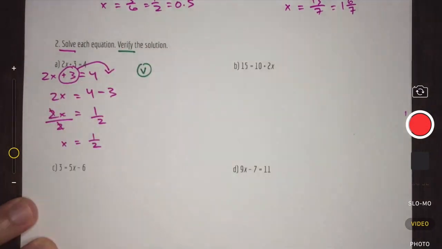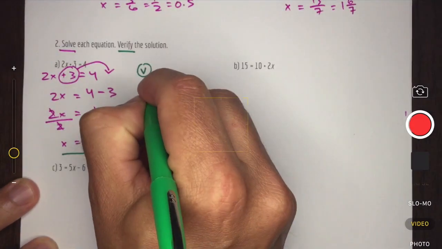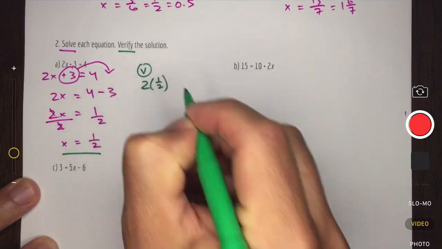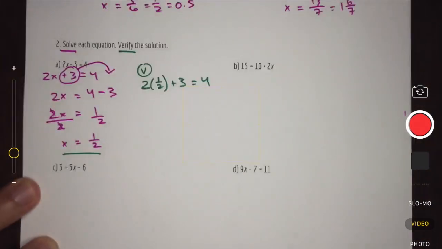and I'm going to do this in green, what I want to do is take the value that I believe x or my variable is worth, and I want to put that or replace that back into my equation and see if the left-hand side equals the right-hand side. So I have my 2, but where I have this x, I want to replace it with 1/2. I'm going to add 3 onto it, and then that's going to equal 4.